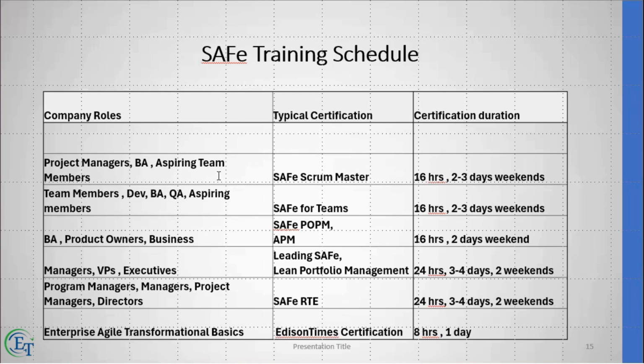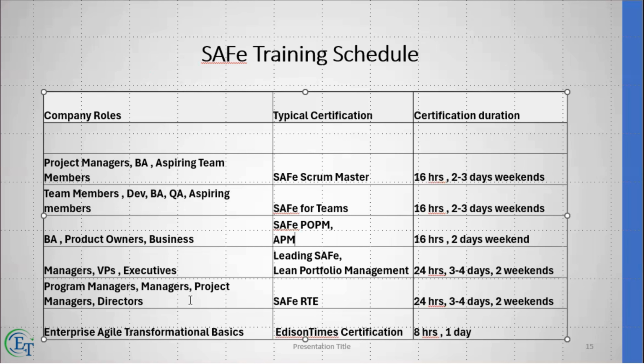Team members, developers, PAs, QAs, and aspiring team members, they take the Safe for Teams course. BA, product owners, business, they take the Safe PO, PM, product owner, product manager course, or the advanced product management course. Again, a 2-day, 16 hours, 2-weekend course.